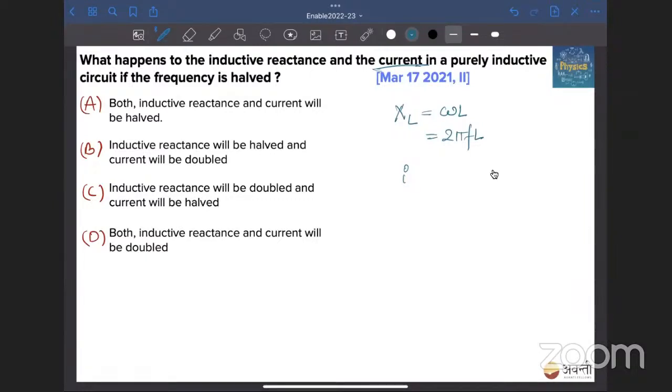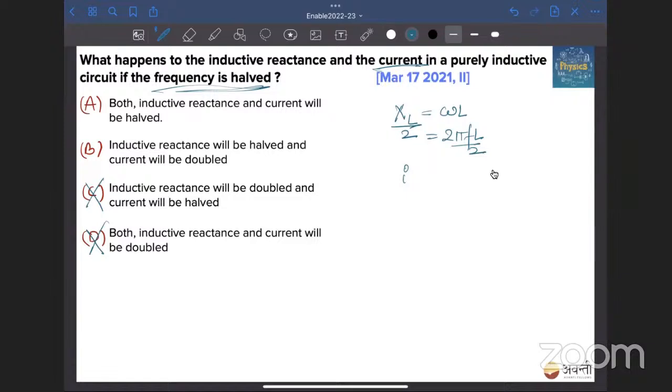Chalo, let's see what will happen. It is telling that the frequency is halved, meaning f becomes f/2. So XL will also become XL/2. Means inductive reactance will be halved first of all. So the option saying inductive reactance will be doubled is wrong. Option B says inductive reactance will be halved. The doubled options are wrong, because it will not double, it will halve, right? Option A is also halved and option B. Now there is a doubt between A and B.